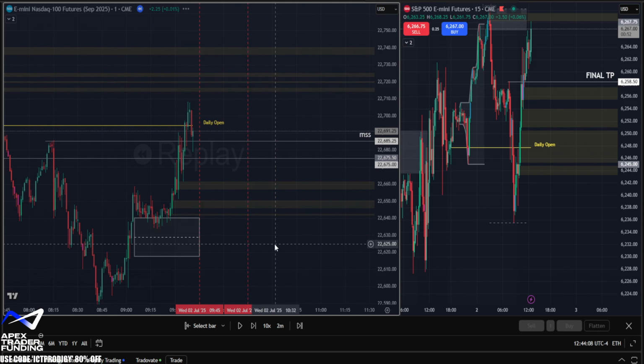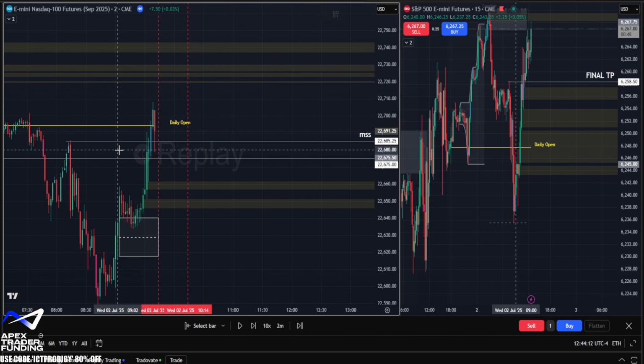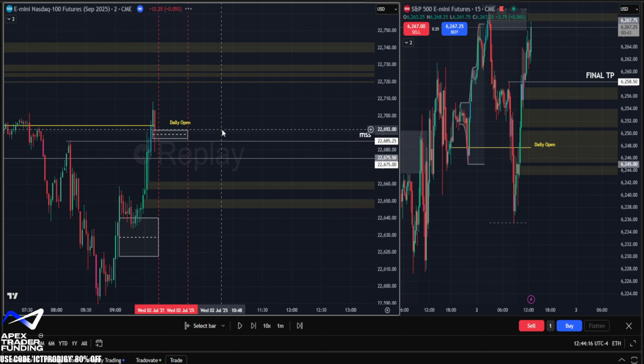And then if you come onto the 2 minute, this is the fair value gap that I was paying attention to. So we mark out this fair value gap right here. That's the one that I was paying attention to.